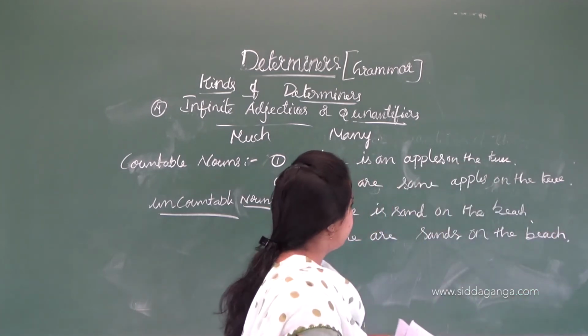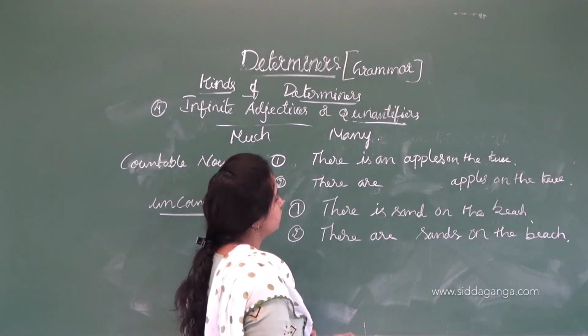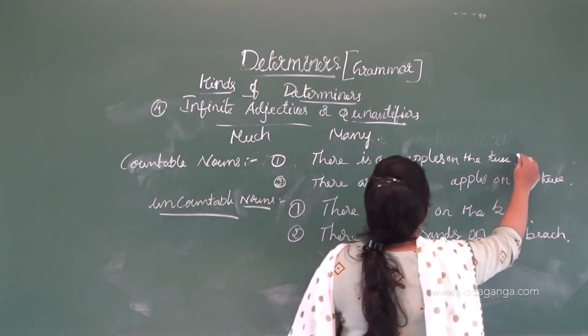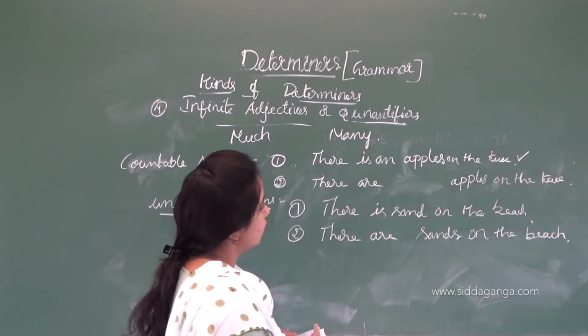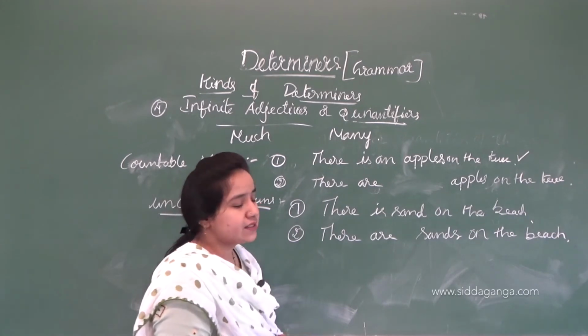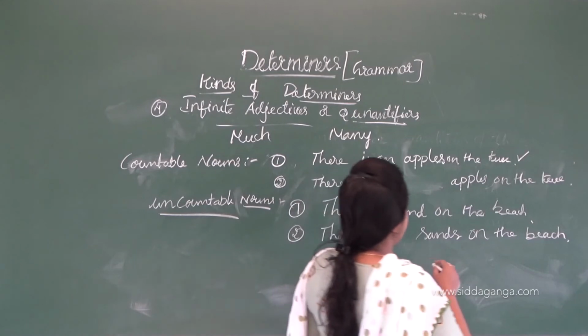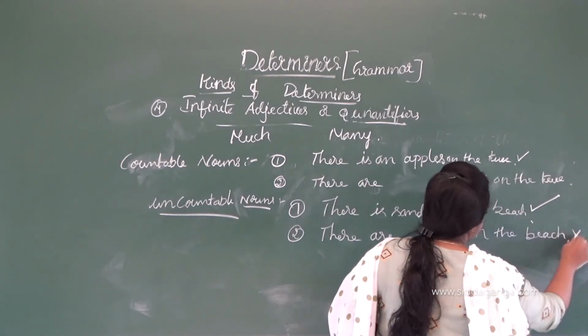Okay, so when we use this, I have told you wrong here. There is an apple on the tree. So this sentence is the right one. We can't say there are apples on the tree. Okay, so that is a countable thing. But when it comes to sand, can we count the sand? No, there is sand on the beach. There are sands on the beach is wrong.